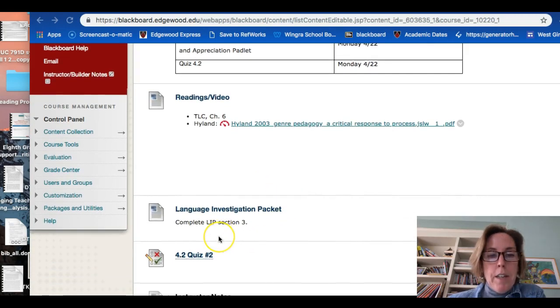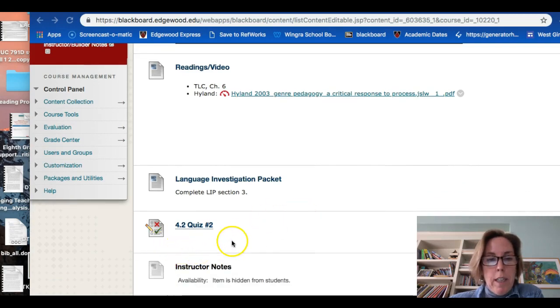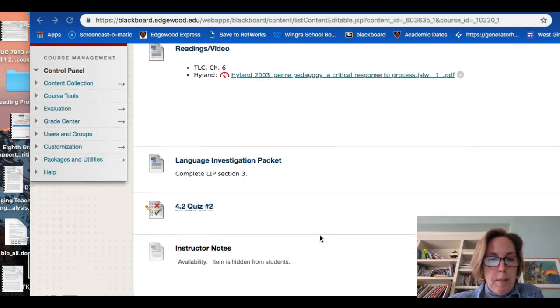Okay, continuing on with the investigation packet, you're finishing section 3. And the key is already up there because it was up for the first part last week. You have a quiz this week, which is right here. And then in the previous module, there were some instructions on how to review that.